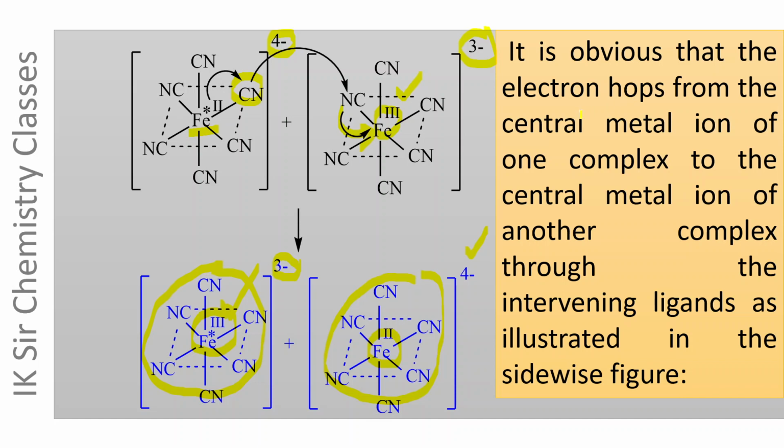It is obvious that the electron jumps from the central metal ion of one complex to the central metal ion of another complex through the intervening ligands, as illustrated in the sidewise figure. Electron jumps from the central metal ion of one complex to the central metal ion of another complex through the intervening CN minus ion ligands.